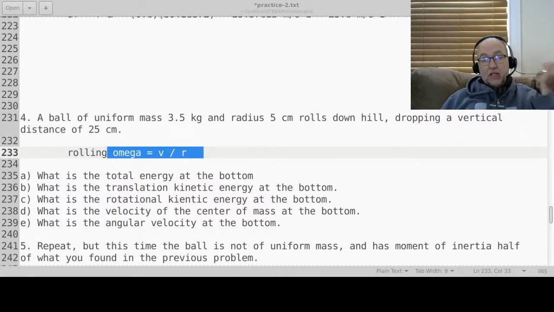So, you make use of that to eliminate omega in terms of v, and then you can solve the problem. Like I said, I did one like that, so I don't see another reason to do it. Then I ask questions like, what's the total energy at the bottom? Well, that's the total energy at the top. What's the translational kinetic energy? That's just 1/2 mv squared. What's the rotational kinetic energy? That's just 1/2 I omega squared, but using the rolling formula to convert back in terms of v. What's the total energy? What's the velocity at the bottom, and what's the angular velocity at the bottom? And they're not necessarily answered in that order. Anyhow, there it is.